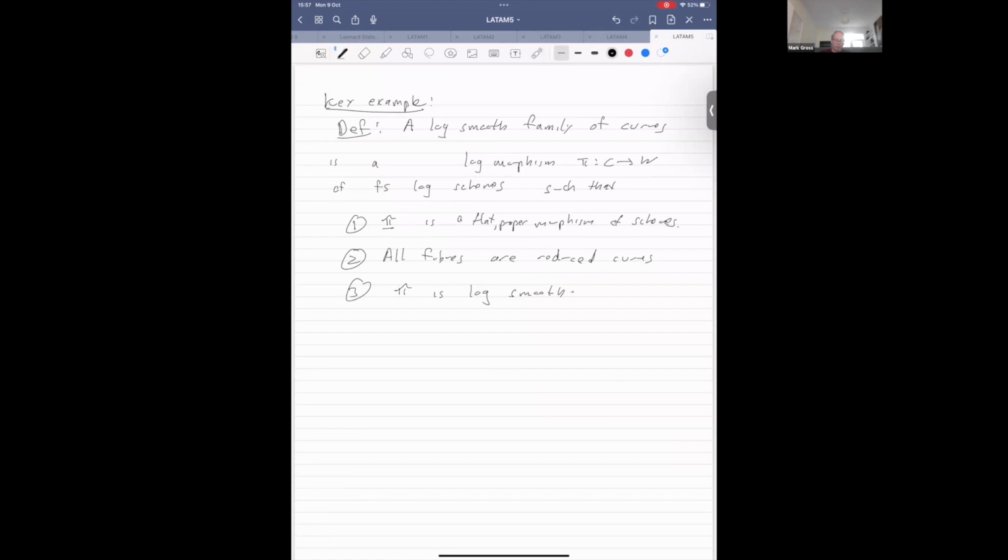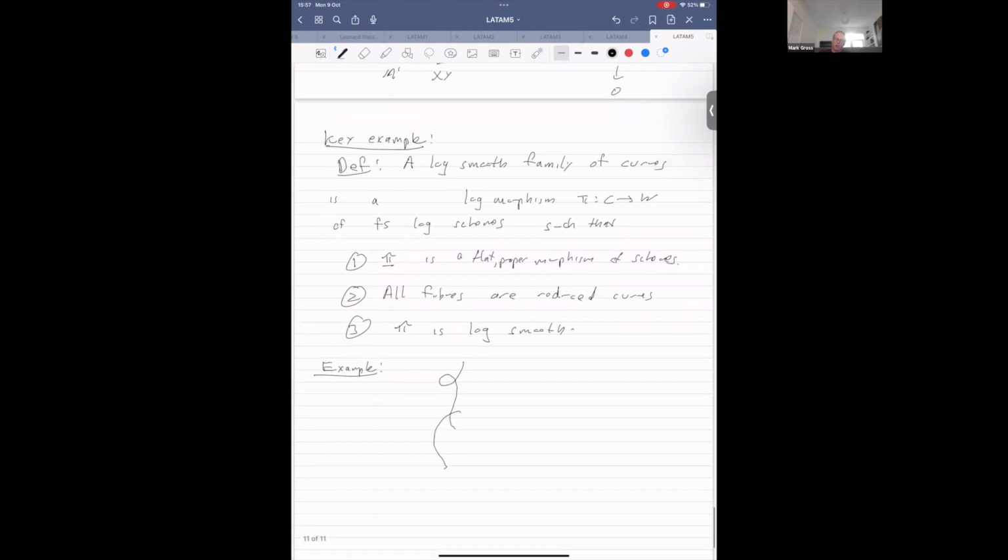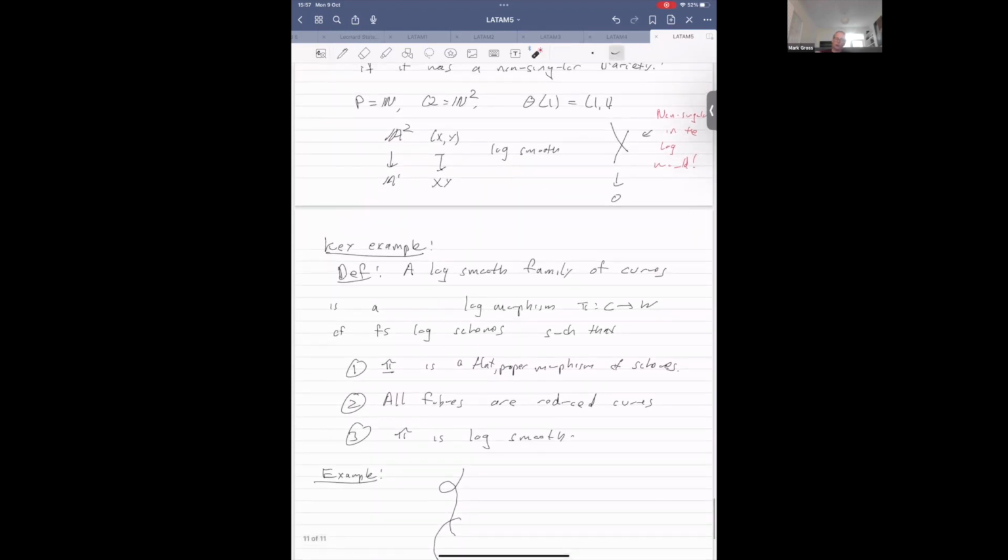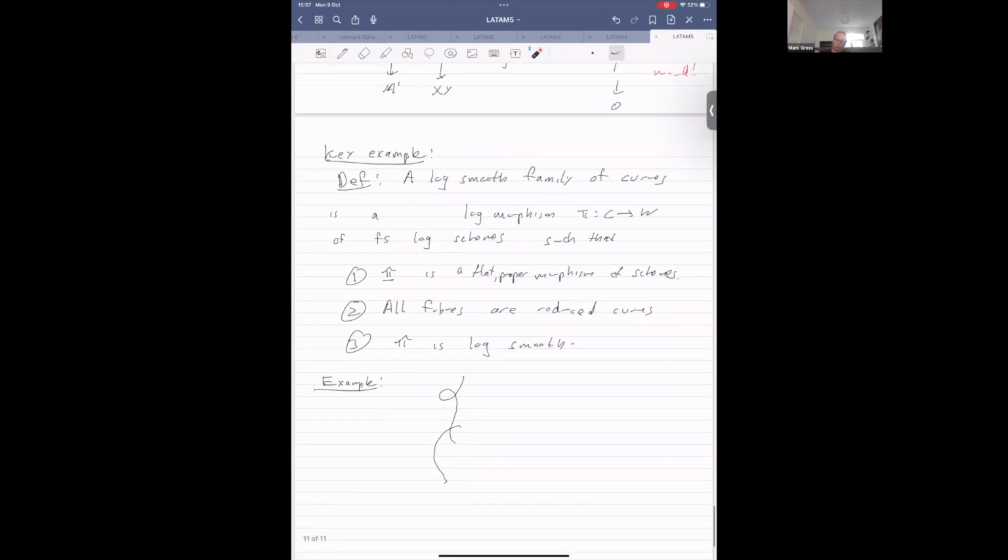So let me give one example of what this might look like over a log point. There's a classification of such things. So you might have something that looks something like this. We're allowed to have nodes. The nodes arise, as we already saw, over here. These curves will be nodal. The log smoothness imposes the nodal condition, whereas when we were talking about ordinary Gromov theory, we put the nodal condition by hand.